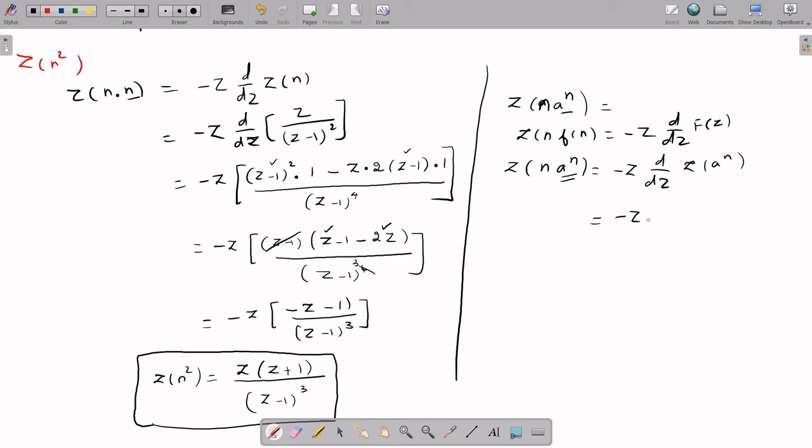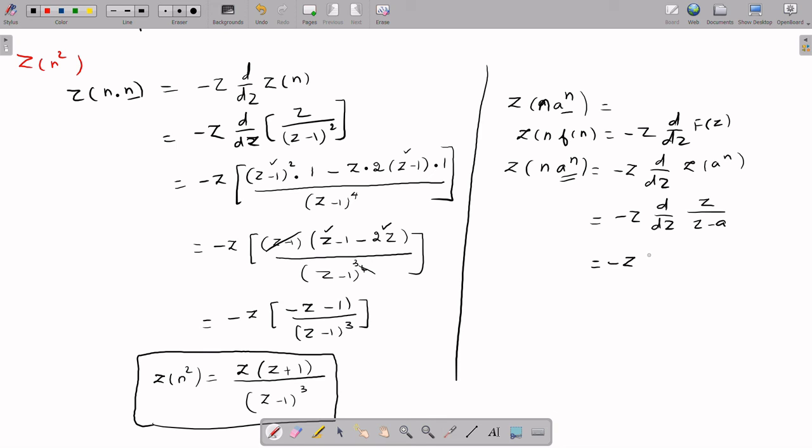Or minus z into d by dz of, what is the transform of a power n? Z by z minus a. Z transform of a power n is z by z minus a. These are the things you should remember, then only you will be able to do it. If you forget this, you can find it using the definition and get the answer, but it will take time. So to avoid that, you have to remember these standard formulas.